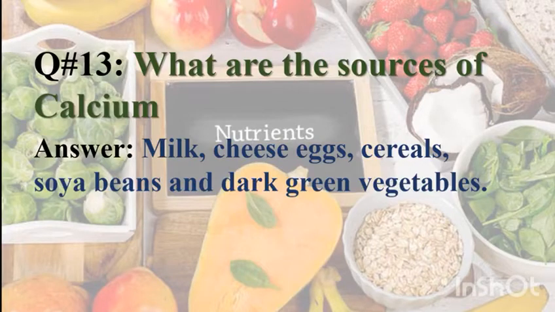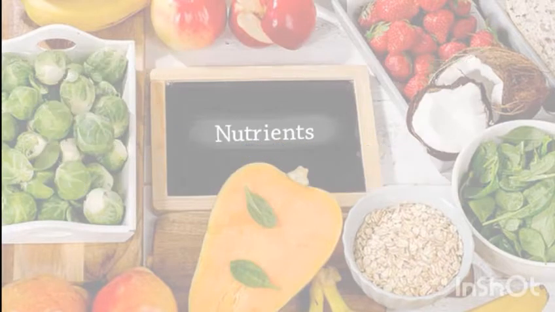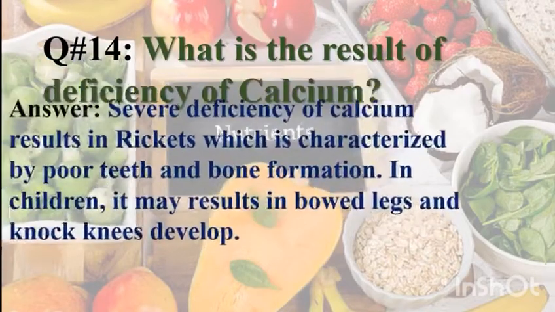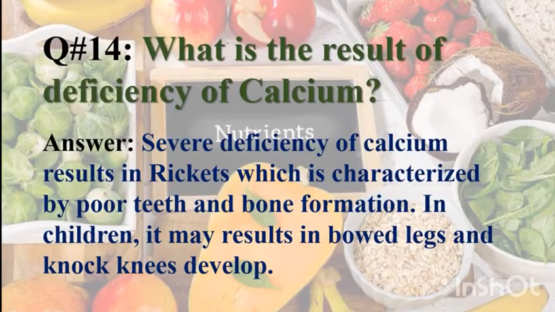These are all the sources of calcium, right? And the next is, what is the result of deficiency of calcium? Severe deficiency of calcium results in rickets, which is characterized by poor teeth and bone formation. These are the symptoms of rickets. And what happens in children? It may result in bowed legs and knock knees developing, right? The legs may not be straightened, they may become bowed.